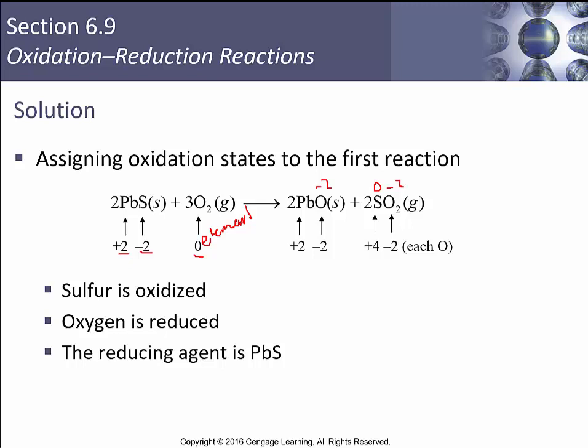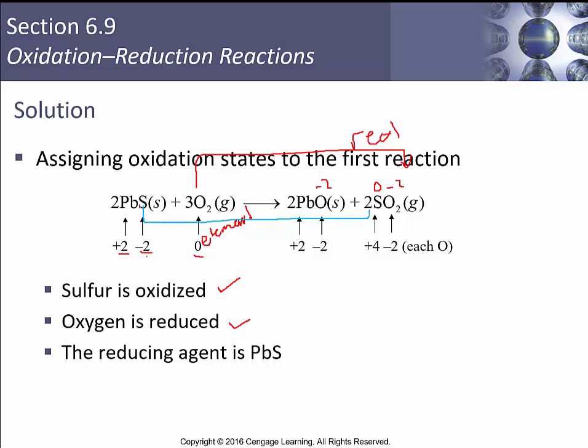It's going from -2 to 0, and it's going up. And so our oxygen is going to be reduced, right? Our oxygen is going from 0 to -2. So oxygen gets reduced. Red for reduced, and blue for oxidized. Our sulfur is the one that is getting oxidized. The reducing agent is going to be the lead sulfide.